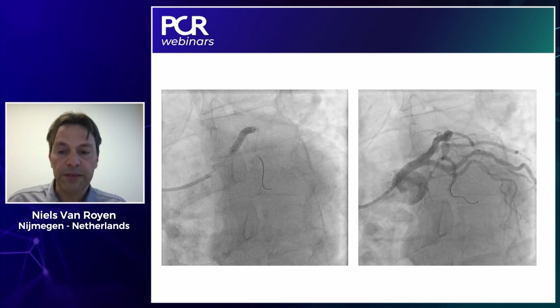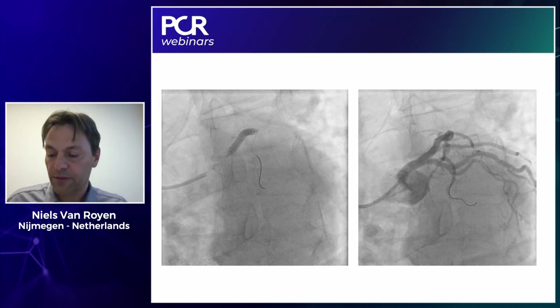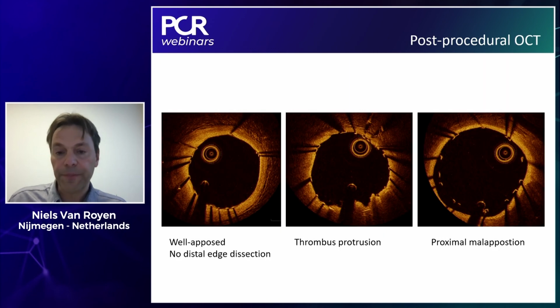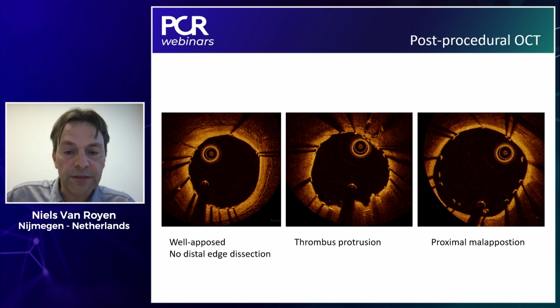We placed the stent only at the trajectory where we saw the erosion, and then we did OCT again. I'll just show you the still frames. So we had a nice result, no distal dissection, nicely apposed stent struts.